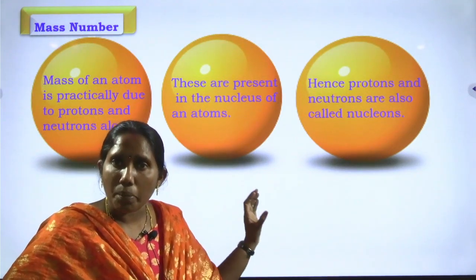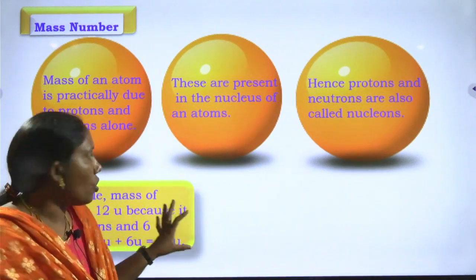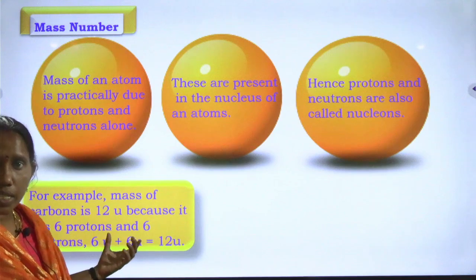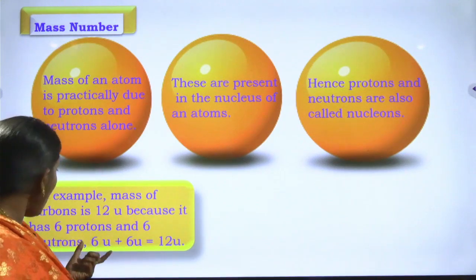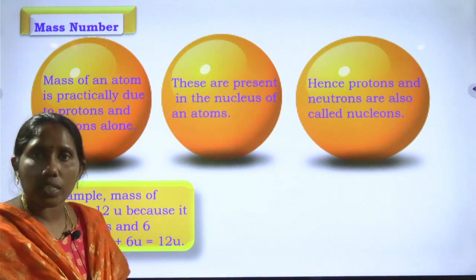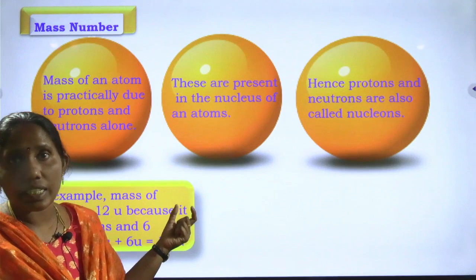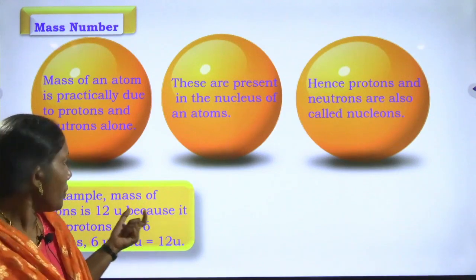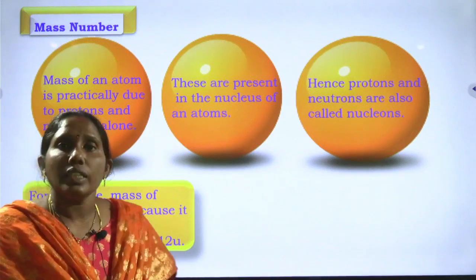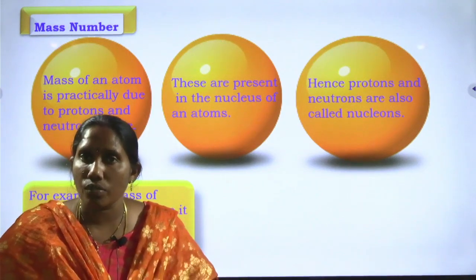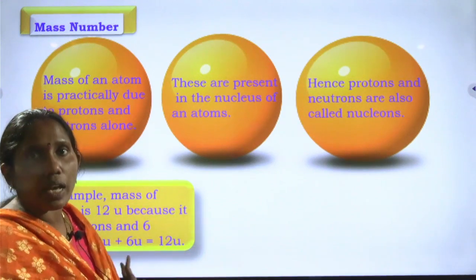Protons and neutrons are present in the nucleus, so those are called nucleons. Here we have an example. The mass of carbon is 12 because it has 6 protons and 6 neutrons. 6 u, where u indicates atomic mass units. Because it has 6 protons and 6 neutrons, 6 u plus 6 u gives you 12 u. So the mass number of carbon will always be 12.